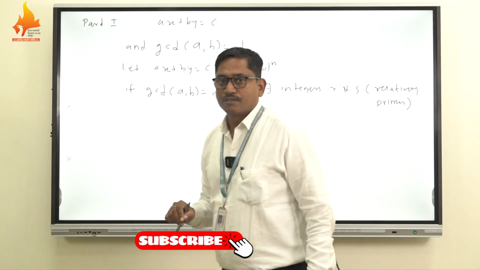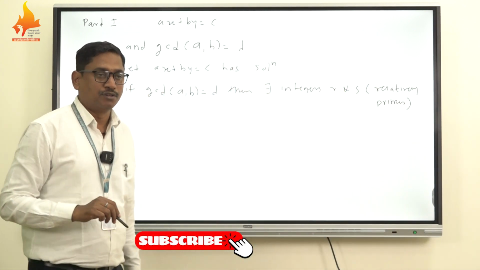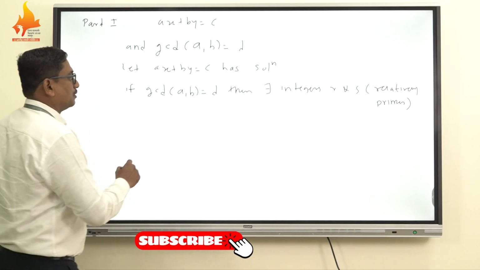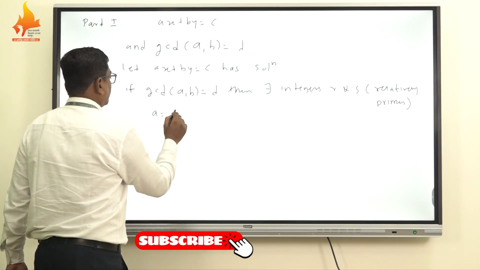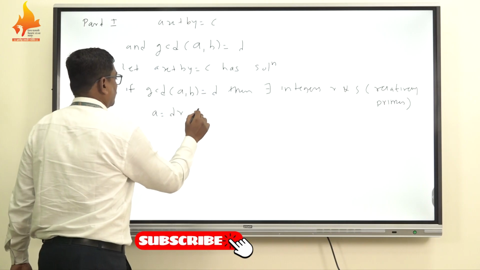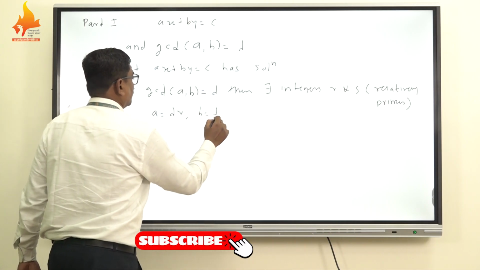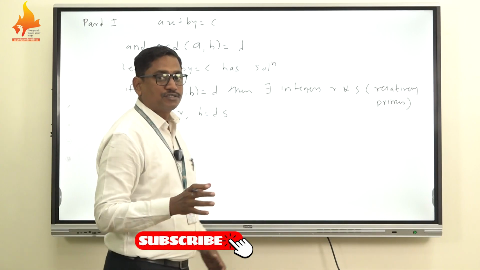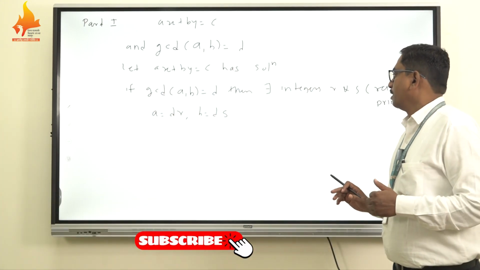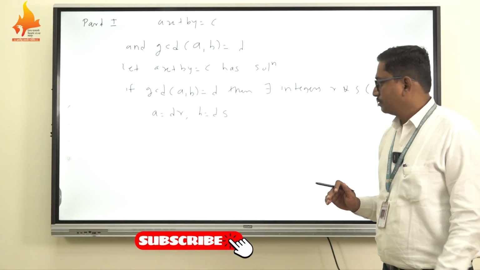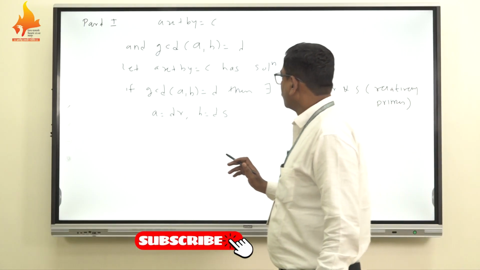Relatively prime means we cannot take any common factor from R and S. The GCD of R and S is 1. There exist integers R and S such that A can be written as D times R and B can be written as D times S. So the highest common factor D is extracted so that R and S have GCD 1. We cannot take out any further common factor here.